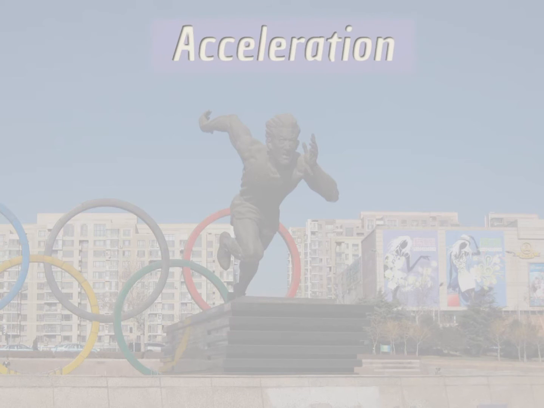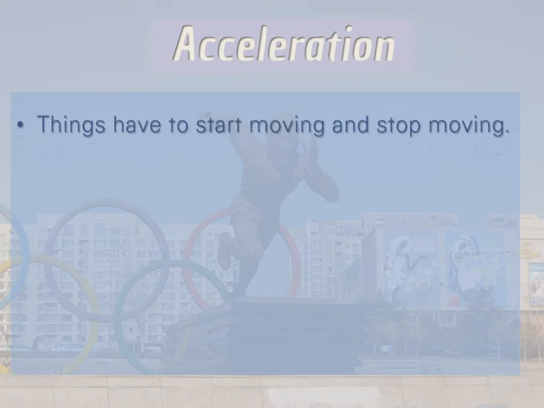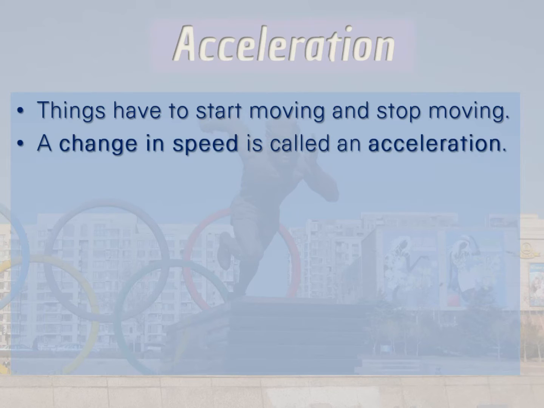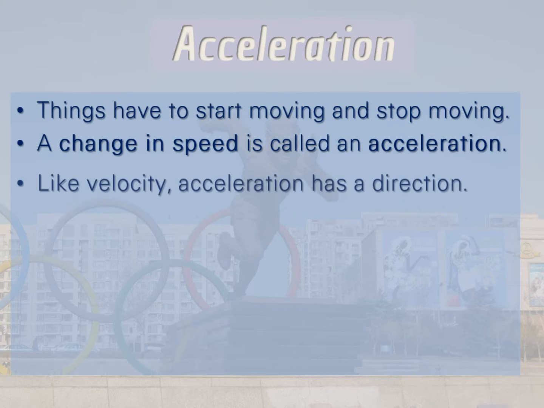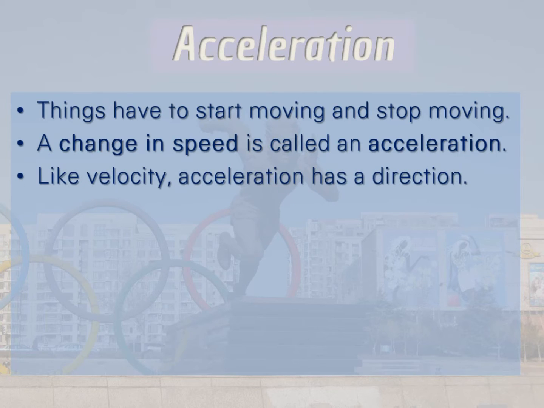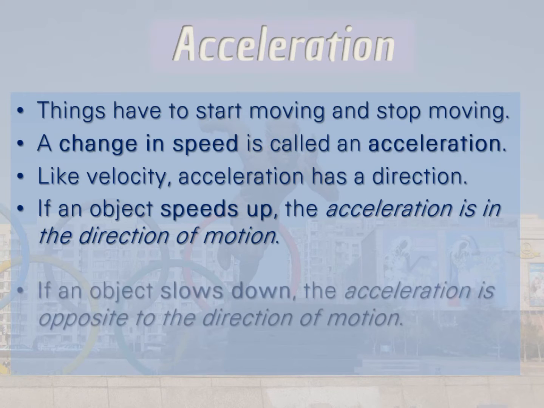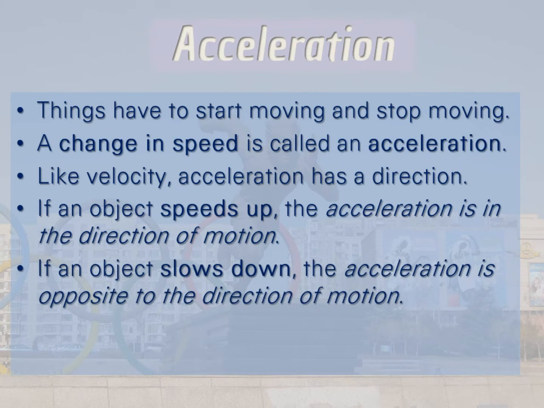So let's start with acceleration, and just to recap, things have to start moving and they have to stop moving, and so acceleration is the change in speed. If your speed goes from 3 meters per second to 6 meters per second, then you have accelerated. So like velocity, acceleration has a direction. If the object speeds up, then the acceleration is in the direction of movement. If an object slows down, then the acceleration is opposite to the direction of motion, the negative acceleration.